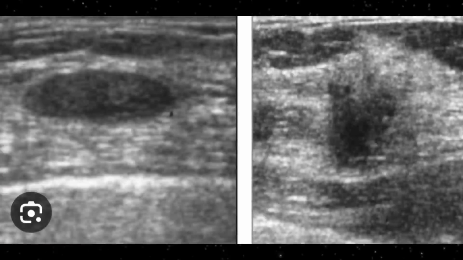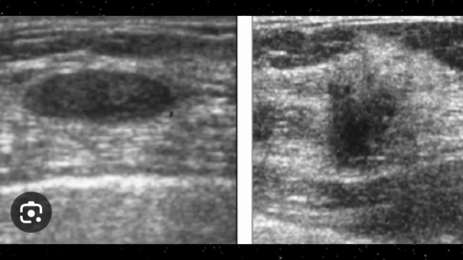So the first thing is shape. You can see the shape is oval, and so far as the alignment is concerned, it is wider than deep, and it is parallel to the surrounding tissue plane. So it means it is a benign lesion.